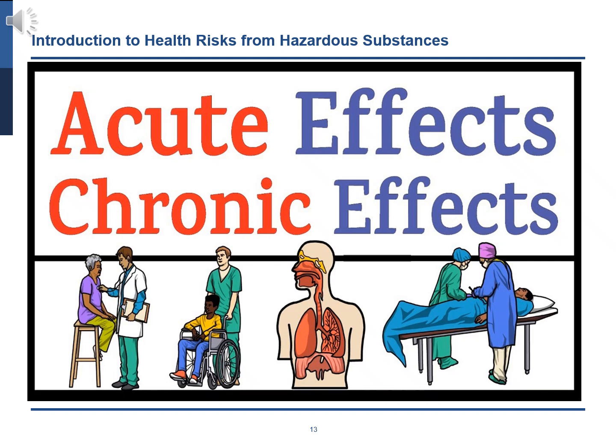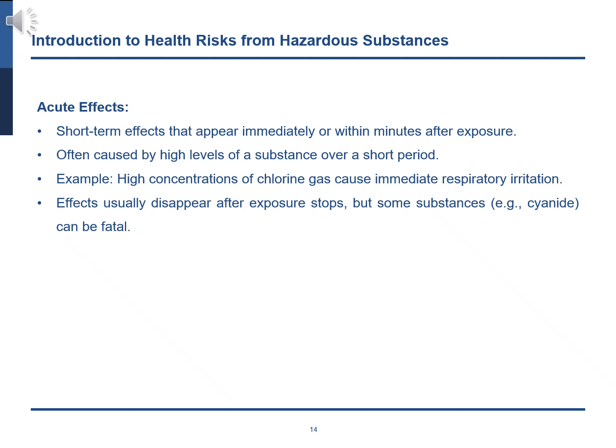Acute and chronic effects. Acute effects. Short-term effects that appear immediately or within minutes after exposure. Often caused by high levels of a substance over a short period. Example: high concentrations of chlorine gas cause immediate respiratory irritation. Effects usually disappear after exposure stops, but some substances, e.g., cyanide, can be fatal.